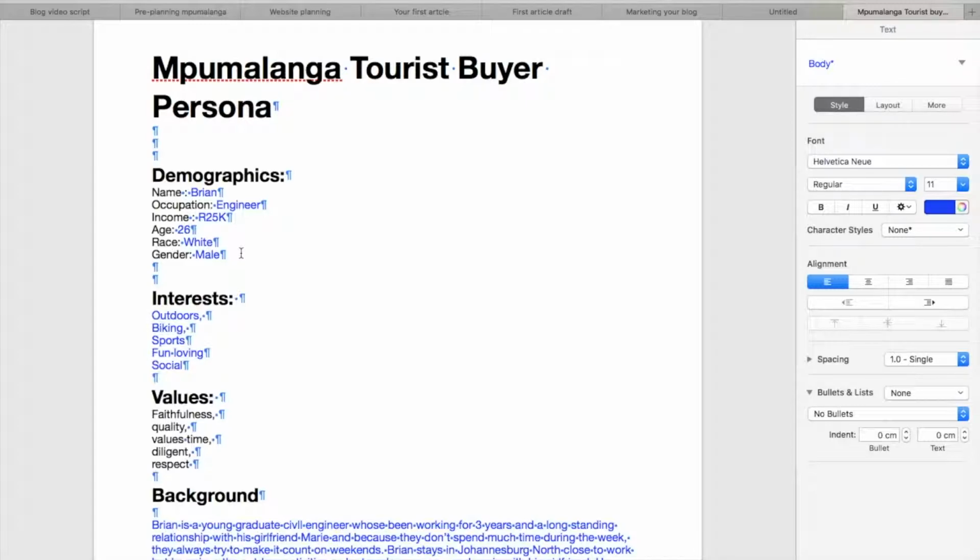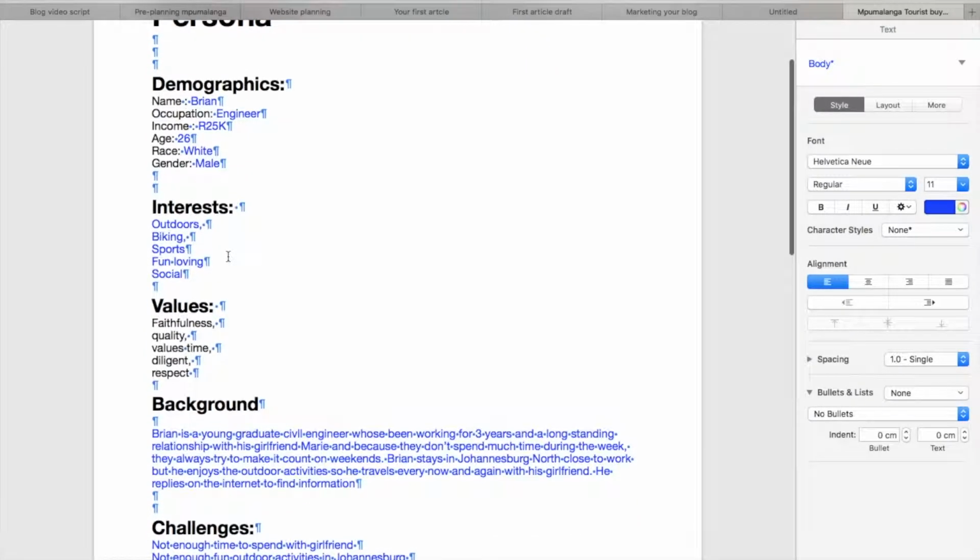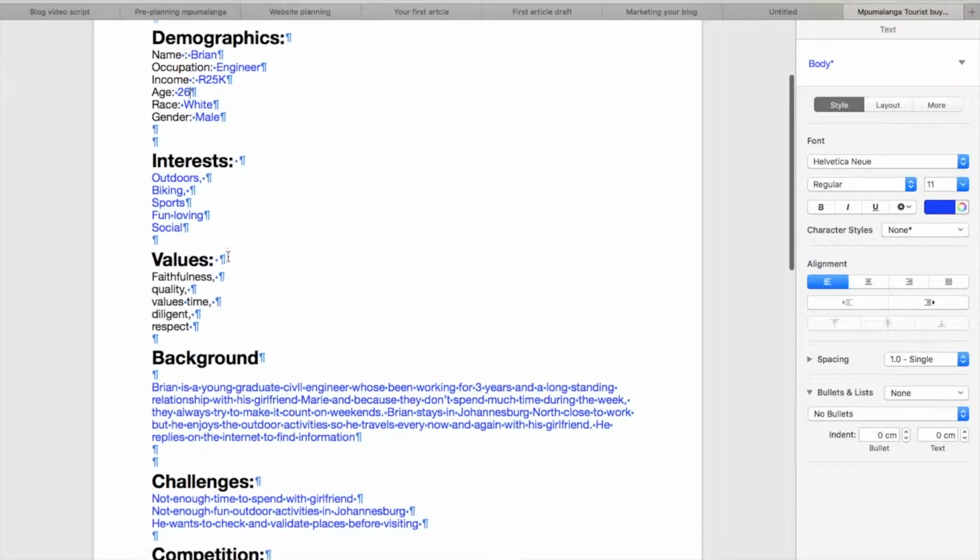Obviously, once again, the buyer persona is not a fixed thing. It's just an ideal person that you're creating this blog for. There can even be more females that come to my blog. They can even be people that are 20 years old or 30 years old, but you need to have a target of the people that you want to attract with your blog.